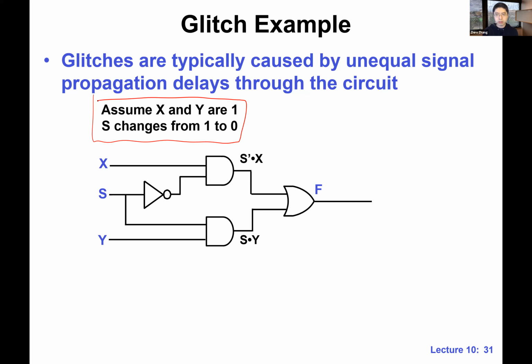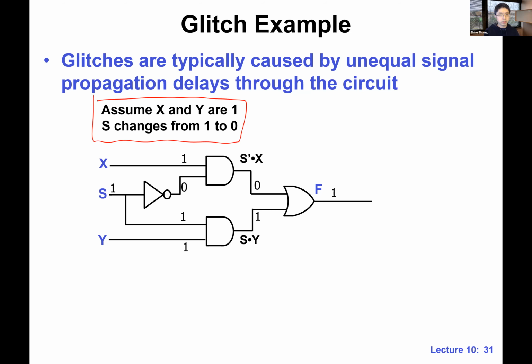So question for you guys, is F supposed to change or not? Without considering the delay, what is F? Always 1, very good. Because we are doing a mux, we are selecting either X or Y, but both X and Y are 1. So it doesn't really matter whether S is 0 or 1. So F is supposed to be 1. Okay, hopefully you guys agree.